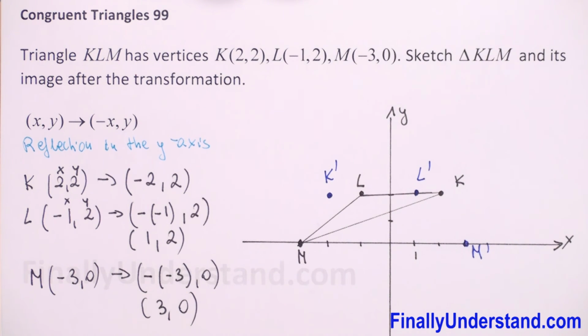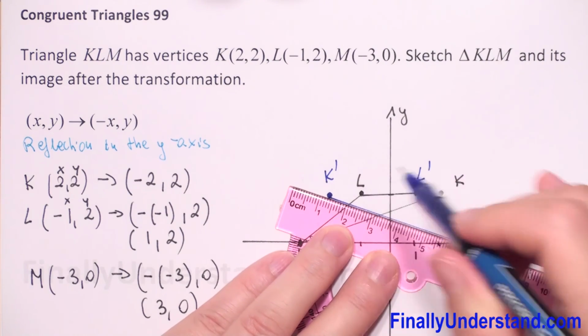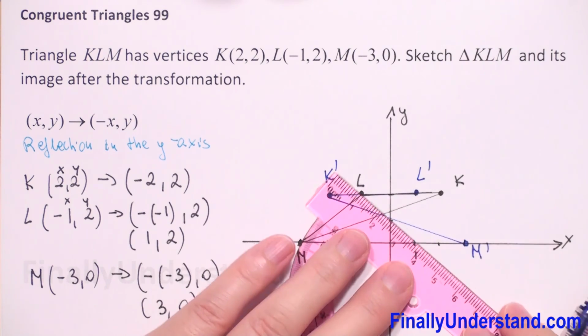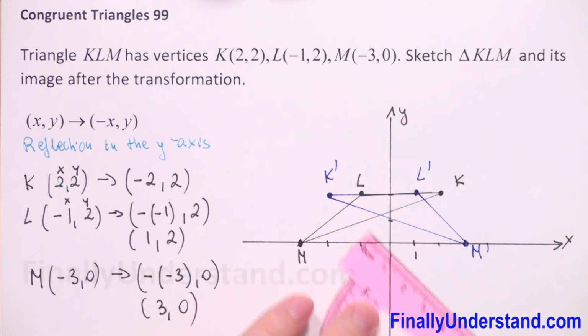So now we have to connect these 3 points, K prime with M prime, K prime with L prime, and L prime with M prime. When we have reflection about the y-axis, we should get the same triangle. The triangles are congruent. So this is my solution.